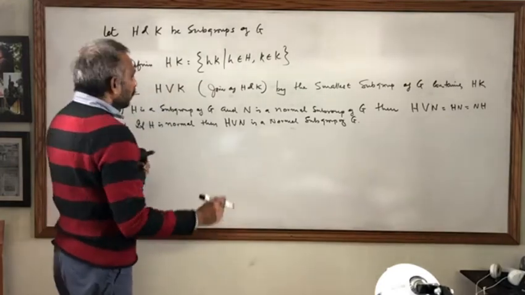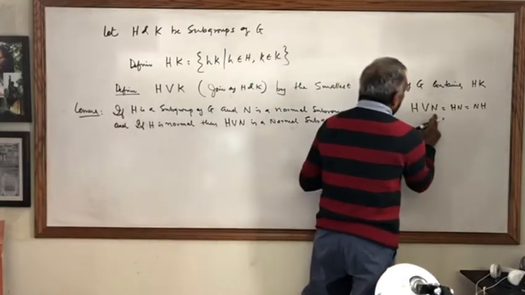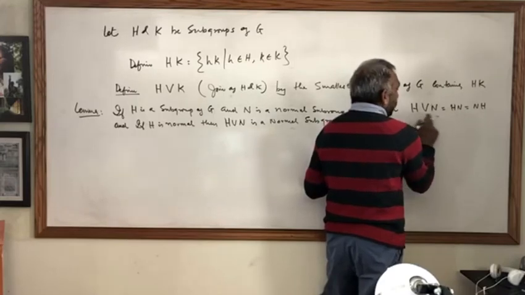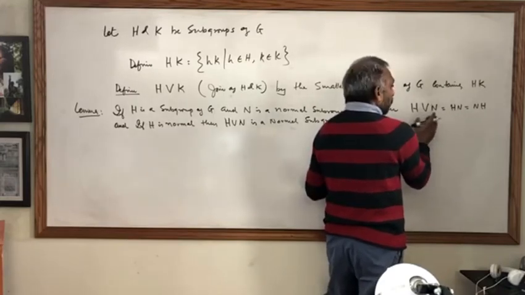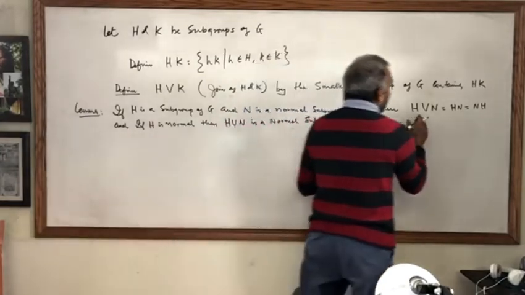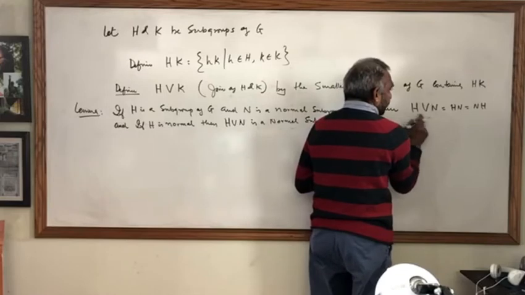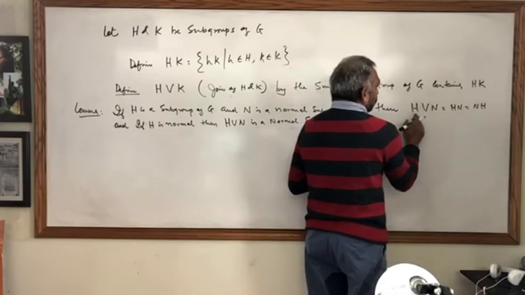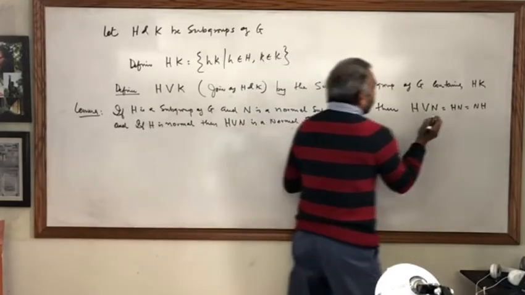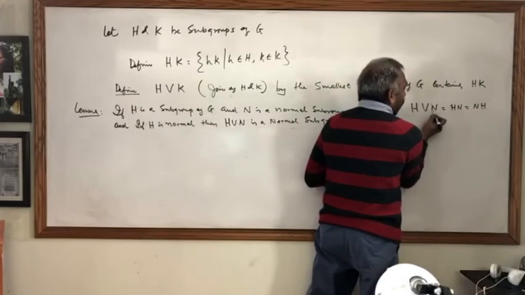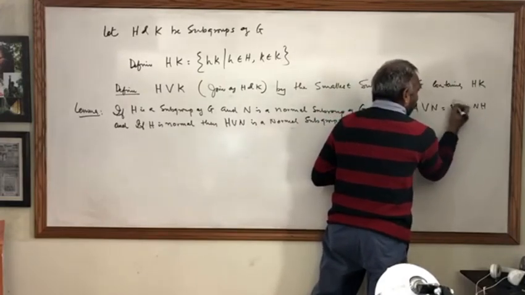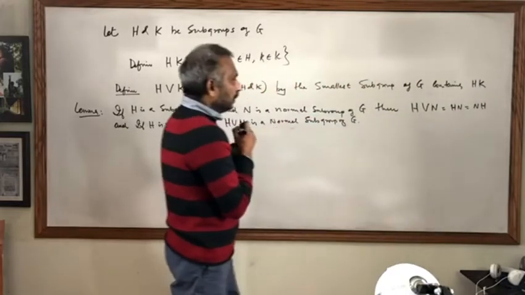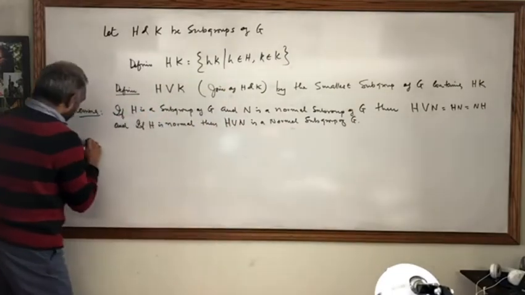See, this is the smallest subgroup containing HN. So this doesn't need to be a normal subgroup. In general, if you take any subgroups H and N, HN doesn't need to be a group even. So if N is normal, then this will become a subgroup, and that is equal to the join of H and N. So the proof goes like this.